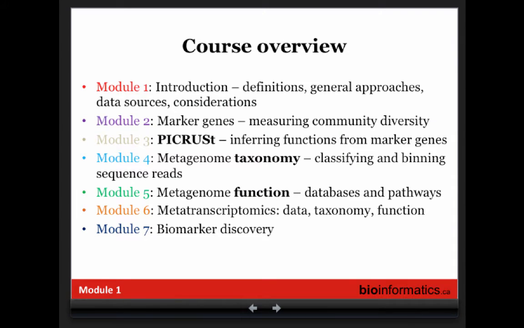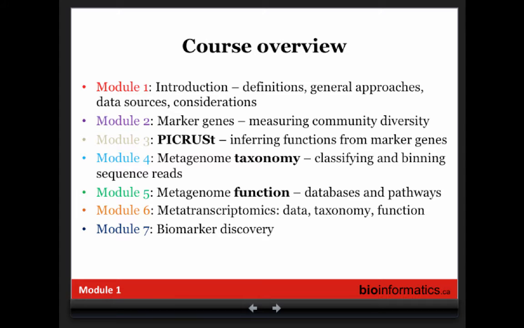Okay, so there are seven modules in this workshop. It's quite an intensive workshop. We go through the material fairly quickly, and there are different areas that we're trying to cover, ranging from marker gene analysis to metagenomic taxonomy analysis, classifying and binning of sequence data, and then metagenomic functional analysis, where you would do some functional prediction using metagenomic sequences and learn a bit about the databases and pathway tools that you can use to do such analysis. And we also have John, who will be covering metatranscriptomics analysis, and on the last module, Fiona will talk a little bit about biomarker discovery.